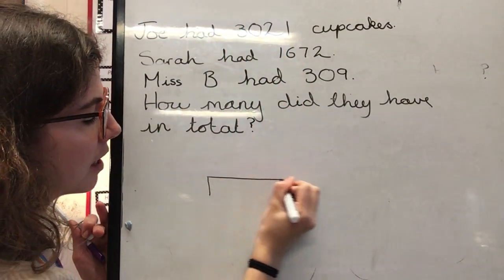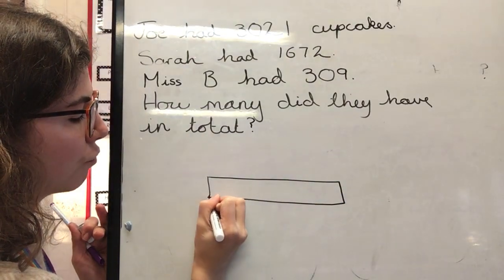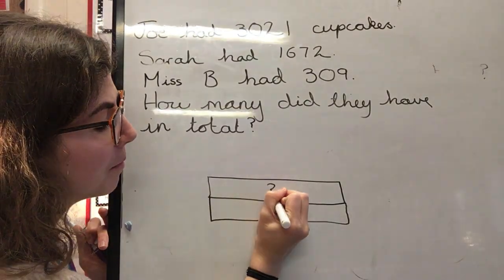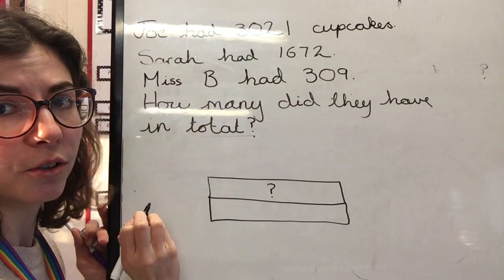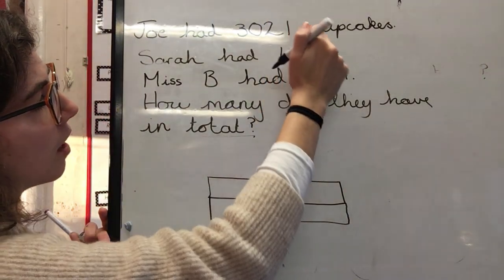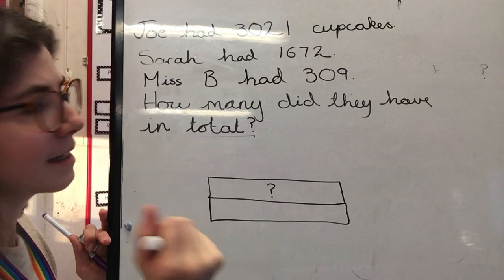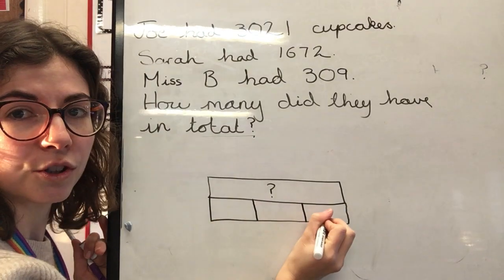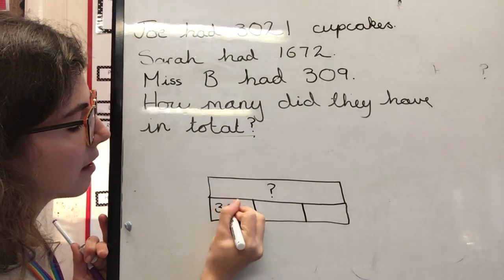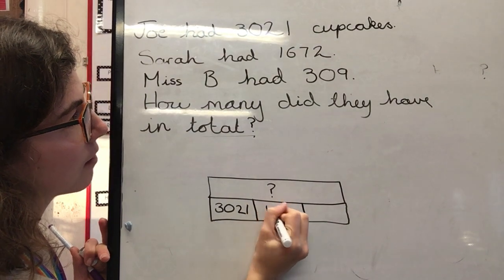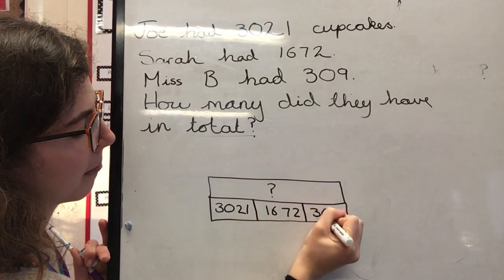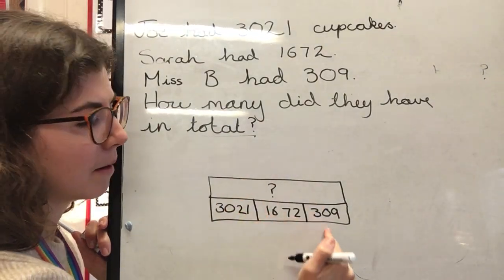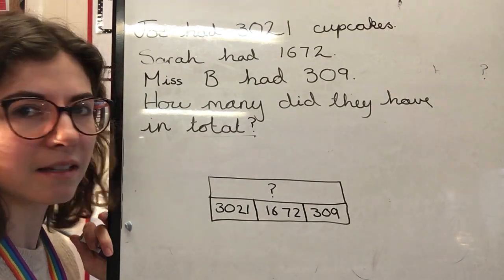So, just like we did before with my bar model, I'm going to draw it out to help me visualise the problem, to help me see it as a picture. I don't know what my whole is yet. I haven't found the total. That's what I want to find out. But I know that I've got three parts this time. I've got Joe's cupcakes, Sarah's cupcakes, and Miss Buckman's cupcakes. So I'm going to give my bar model three parts, and I'm going to write those values in each of the parts. I can see now that what I need to do to find my whole is add those three parts together using a column addition method.